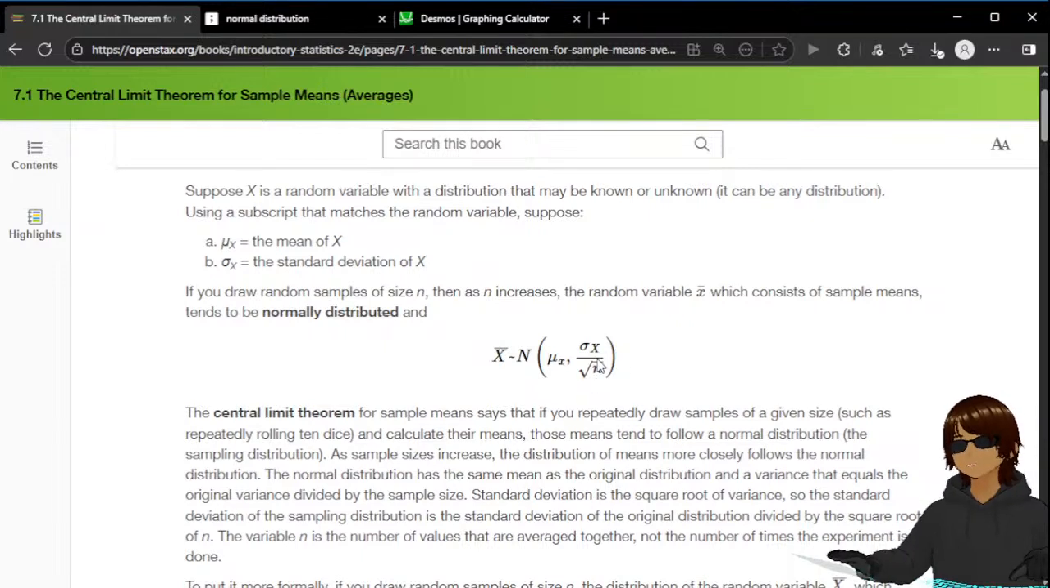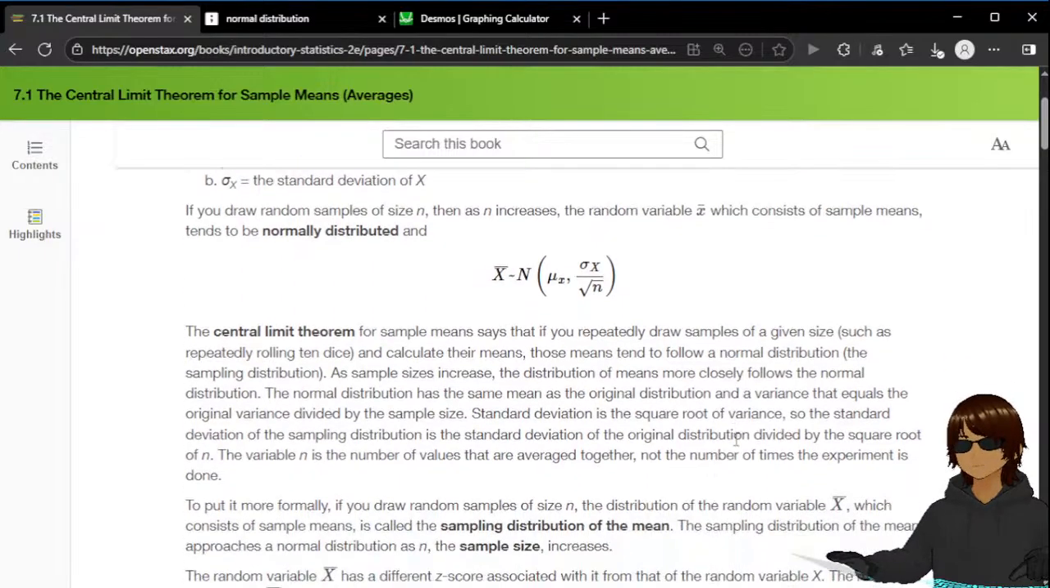Why are they dividing by root n? Hold on. The central limit theorem for sample mean says that if you repeatedly draw samples of a given size, such as repeatedly rolling 10 dice and calculating their means, those means tend to follow a normal distribution. As the sample size increases, the distribution of the means more closely follows the normal distribution.